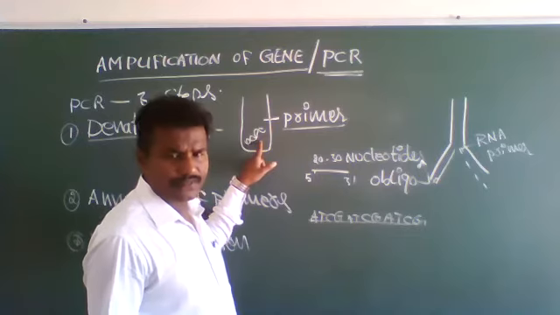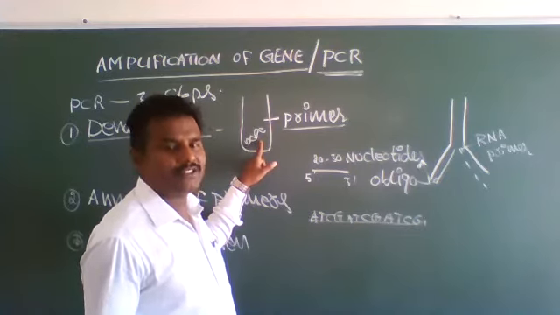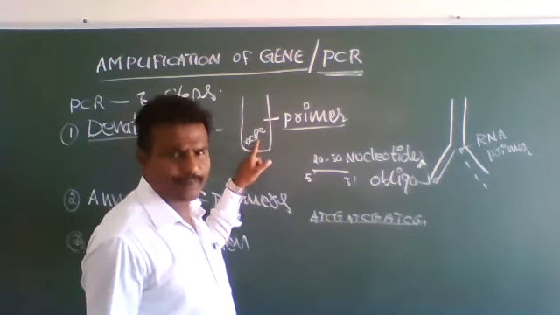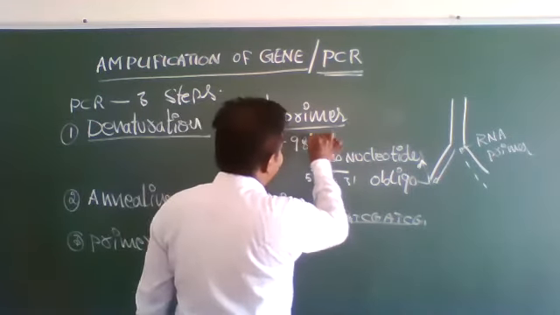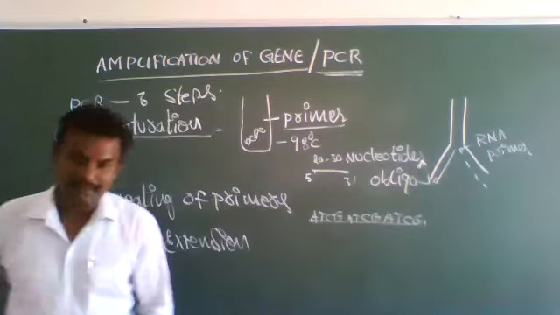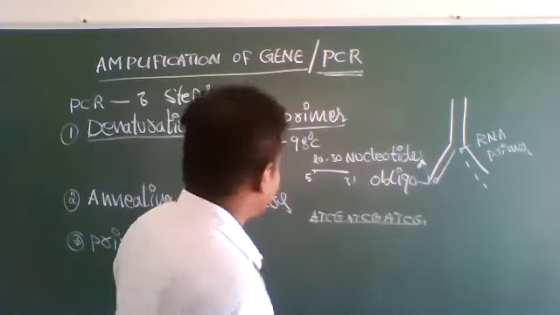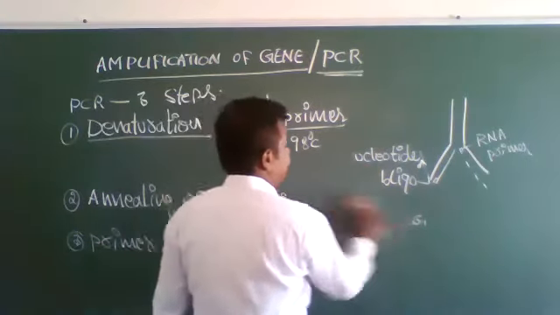The desired DNA is added into the test tube. With it, 2, 3 or 4 primers are added, and then it is heated to about 98 degrees centigrade.